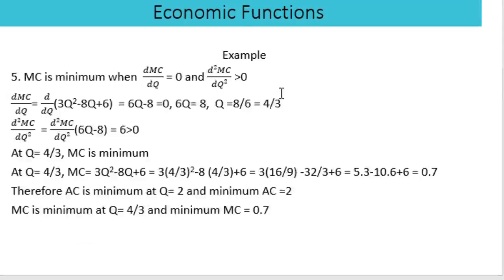Then the next question is to find the minimum of MC. First take the first order condition, find the value of q, then check the second order condition whether it is greater than 0 or not, the d by dq of MC. MC is given as 3q square minus 8q plus 6. That is, the differential of 3q square minus 8q is 6q minus 8.